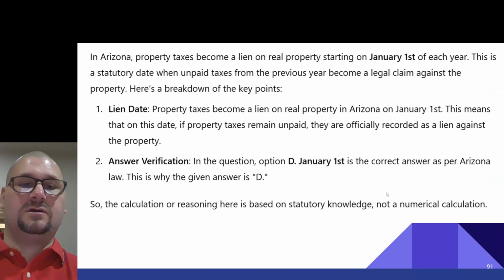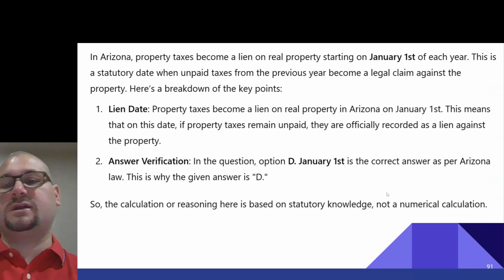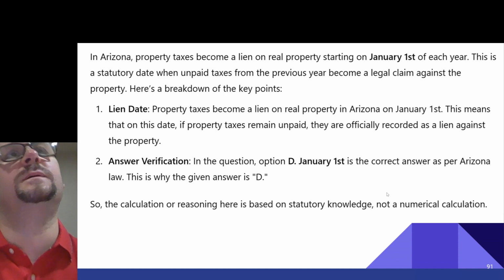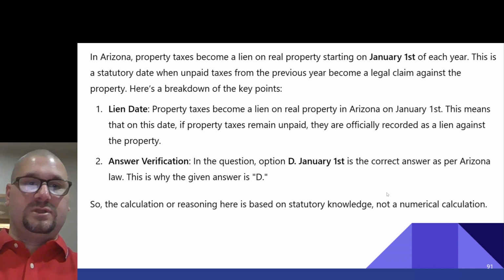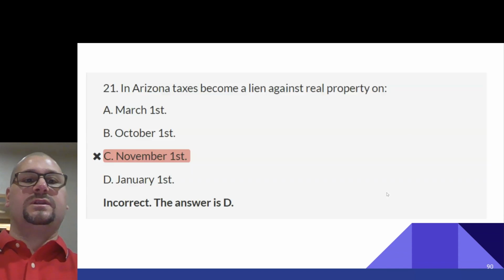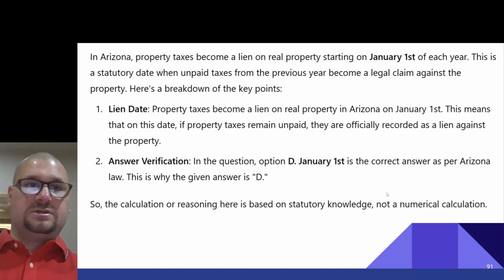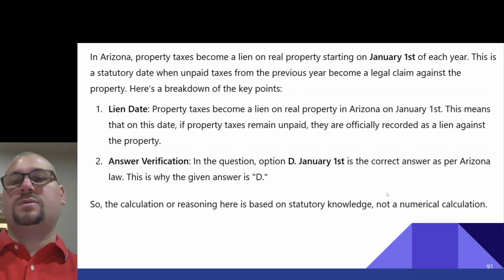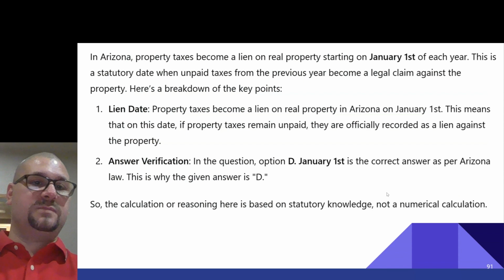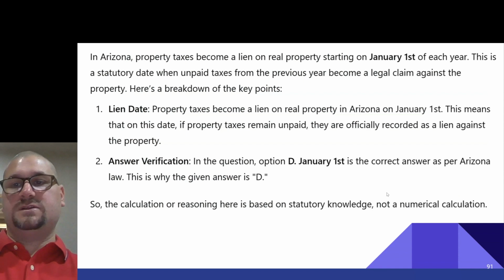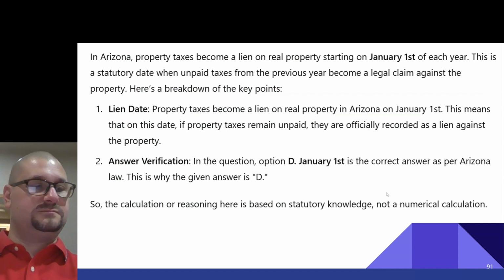The reasoning here is based on statutory knowledge, not a numerical calculation. So it's something you've got to memorize. Statutory is the knowledge, the wisdom that you put into your brain. In Arizona, taxes become a lien against real property on January 1st. This means that on this date, if property taxes remain unpaid, they are officially recorded as a lien against the property.